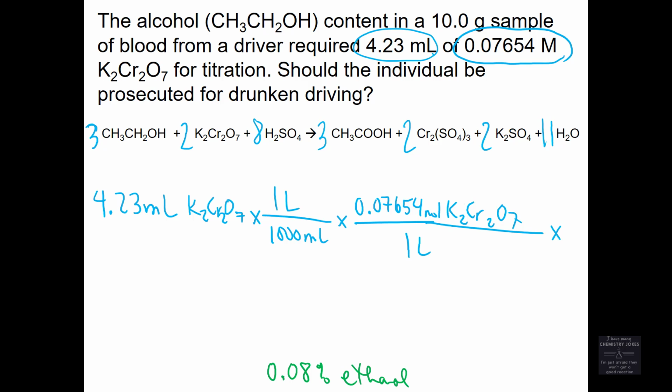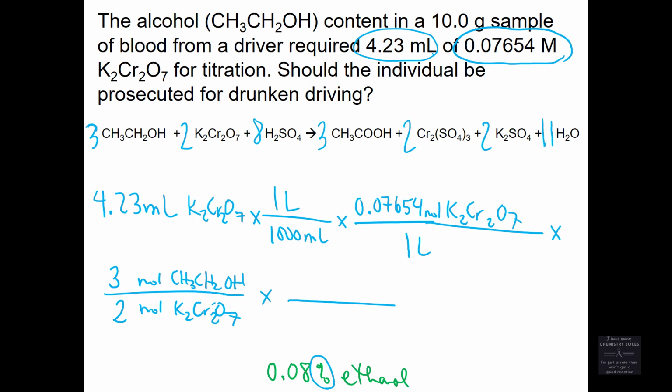Your blood alcohol content needs to be less than 0.08% ethanol. So back where we were, we want to go, I wish I had a longer string, we want to cancel out moles of dichromate, and we want to go to moles of ethanol. So that's just pull the coefficients out of the equation. That's a 3-to-2 ratio. And we're almost there. This percent ethanol is percent by mass. So percent by mass means I need to go one step further.